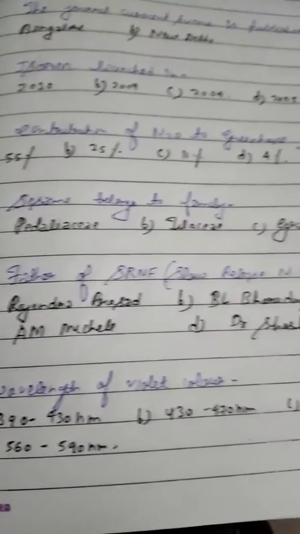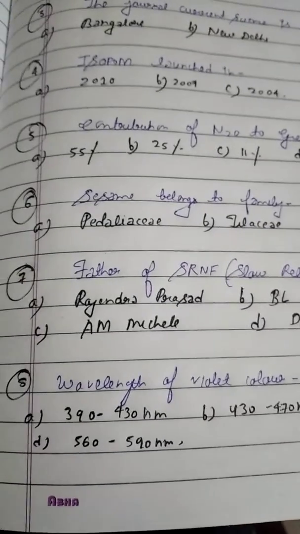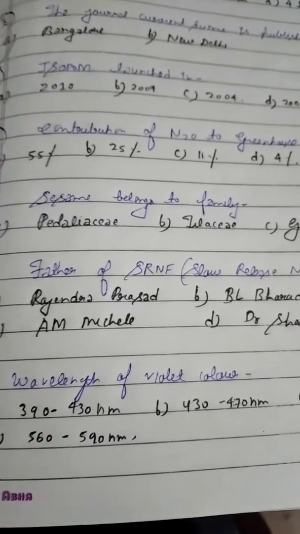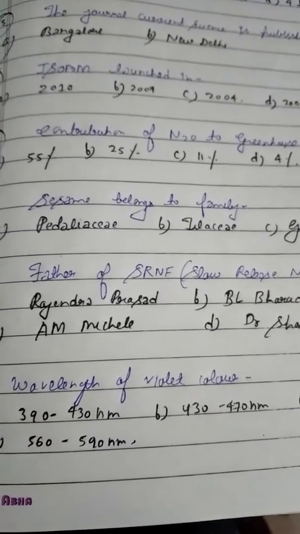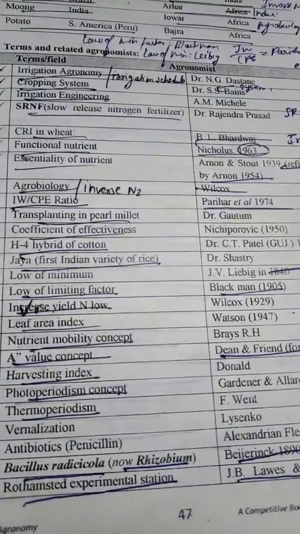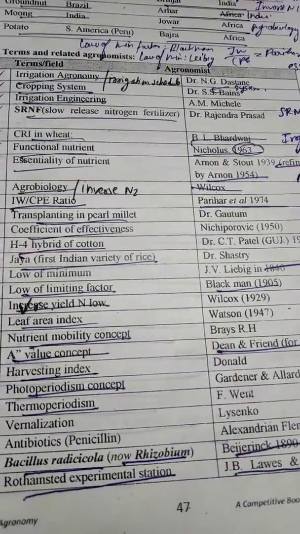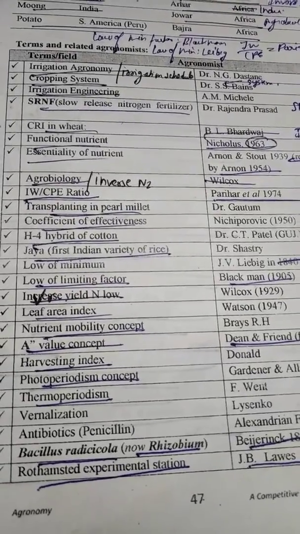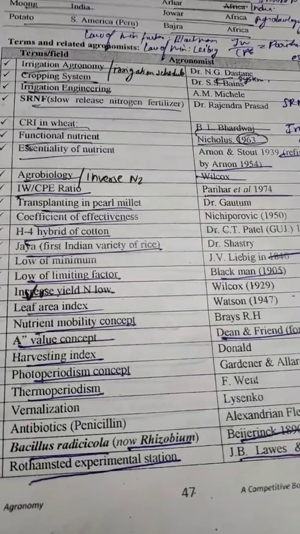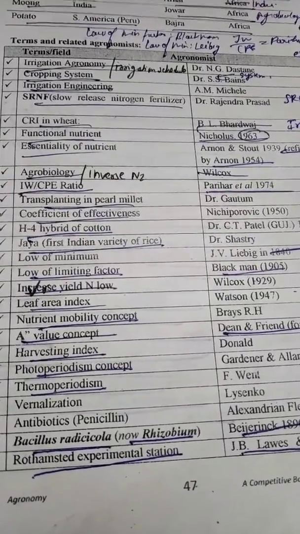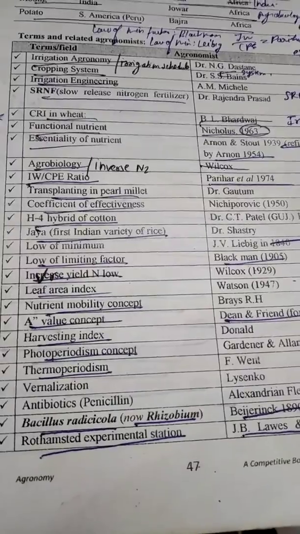Option A Rajendra Prasad, option B BL Bhardwaj, option C EM Michael, option D Dr. Shastri. Student, these all names are very important. You have to tell who is the father of slow release nitrogen fertilizer. Student, this table in Arun Katyan, you must remember NG Dastan, only remember Dastan. Dastan is the father of irrigation agronomy and he is also the father of irrigation scheduling. SS Baines is the father of cropping system. AM Michel, irrigation engineering. Dr. Rajendra Prasad, slow release nitrogen fertilizer.